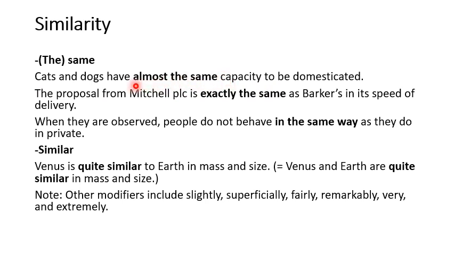And now we need to note that we are using the modifier "almost" to modify "the same", to make it stronger or make it weaker. That's why they are called modifiers. So "almost the same" reduces the tone of the sentence. If we say "the same", the sentence will be stronger. Now they are almost the same, almost the same capacity to be domesticated.